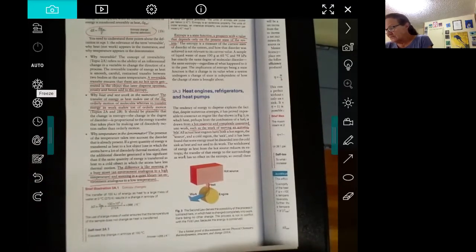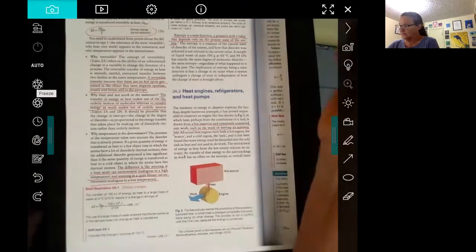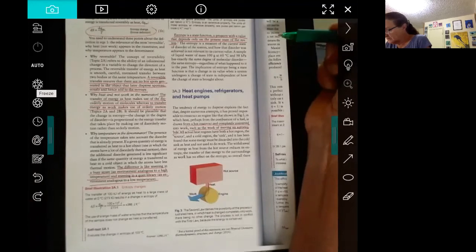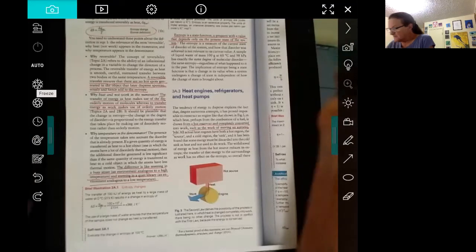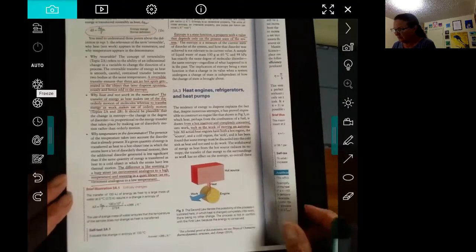Entropy is a state function, and we'll see that as we go through our calculation. So it only depends on the present state. And the only other thing we're going to do in this first section is talk about heat engines.